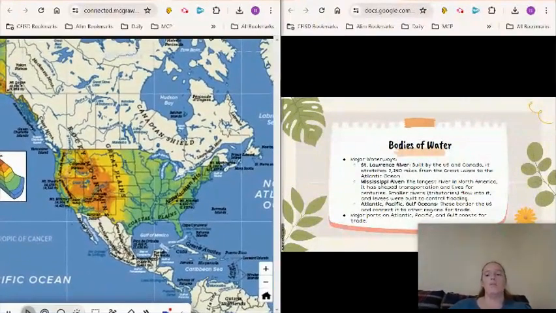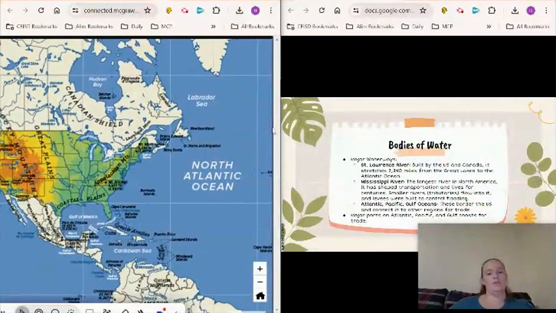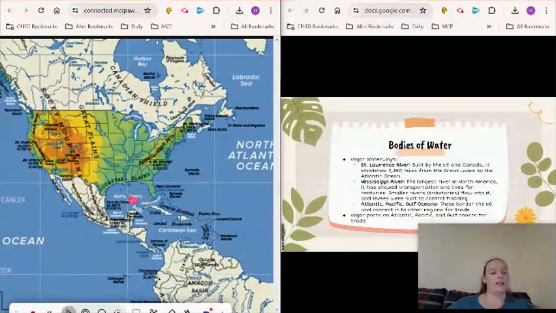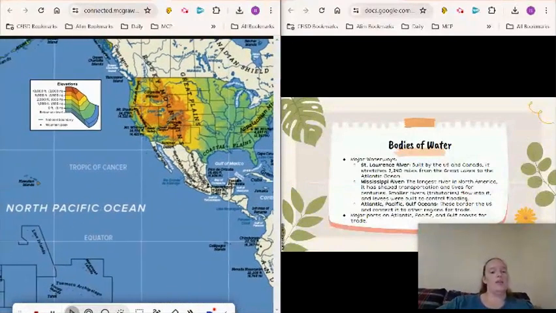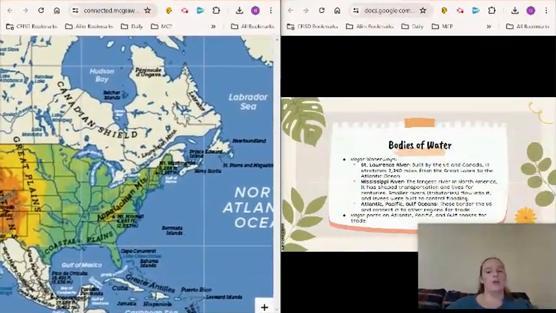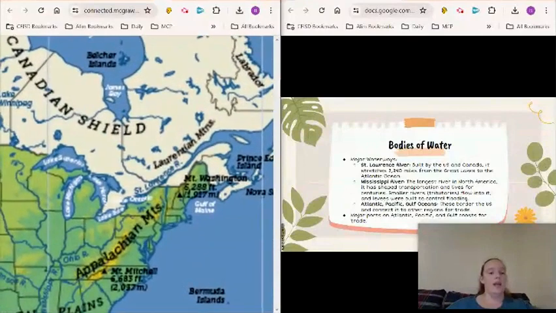So some of the major waters that we have: the Atlantic Ocean over here on the east, the Gulf of Mexico down here near Texas, and the Pacific Ocean on the west coast. We also have the St. Lawrence River, which is shared by the United States and Canada, and it runs from the Great Lakes across the border and into the Atlantic Ocean. It is located right here.